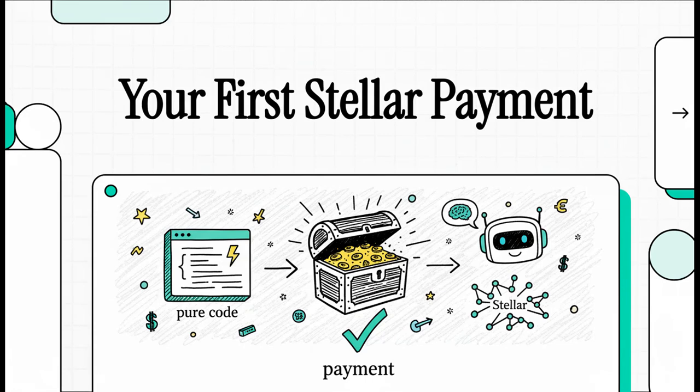All right, today we're going to do something really cool. We're sending a payment on the Stellar blockchain. But here's the twist. We're not using some fancy app. Nope, we're doing it with pure code. And we've got an AI partner who's going to write it all for us. Ready? Let's jump right in.